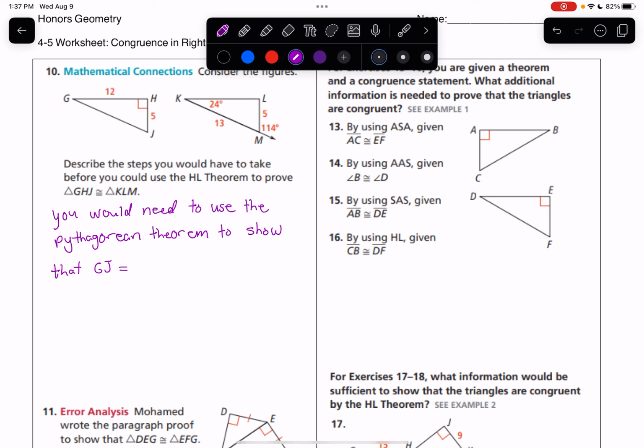GJ equals 13. And then related to what I said before, you would need to demonstrate that angle L is a right angle. You need to show that it's a right angle so that we can use the hypotenuses and the legs and the fact that they are right triangles to use the hypotenuse leg theorem. So to show that GJ is 13 and demonstrate that angle L equals 90 degrees. And then you could use hypotenuse leg theorem.